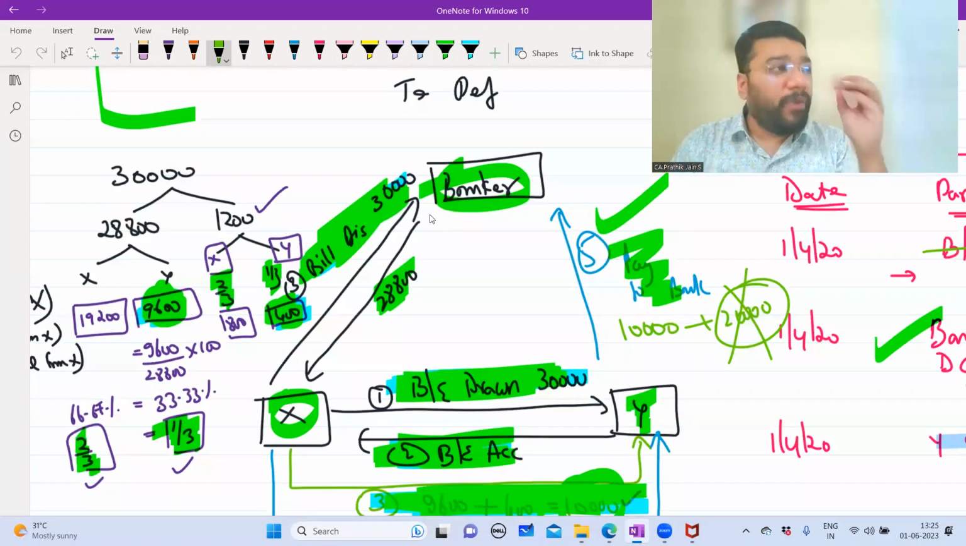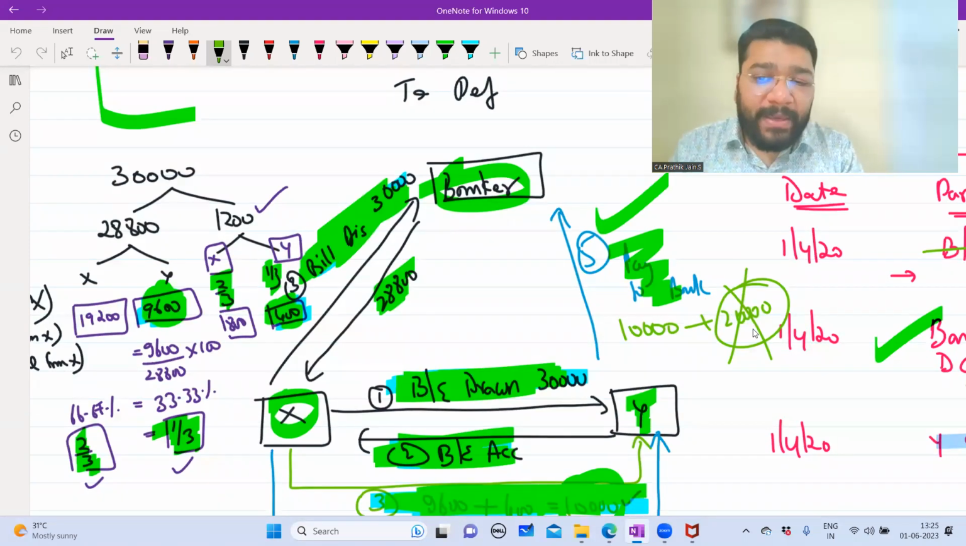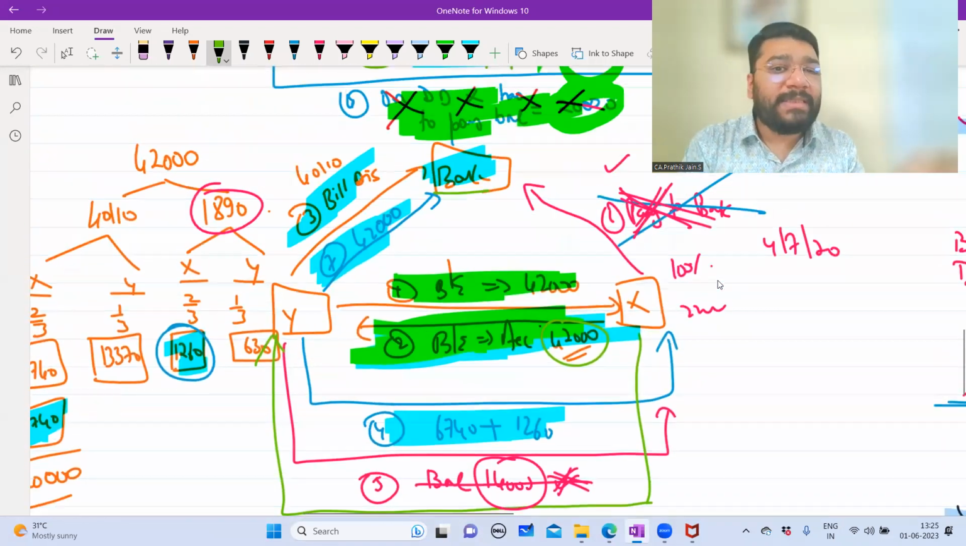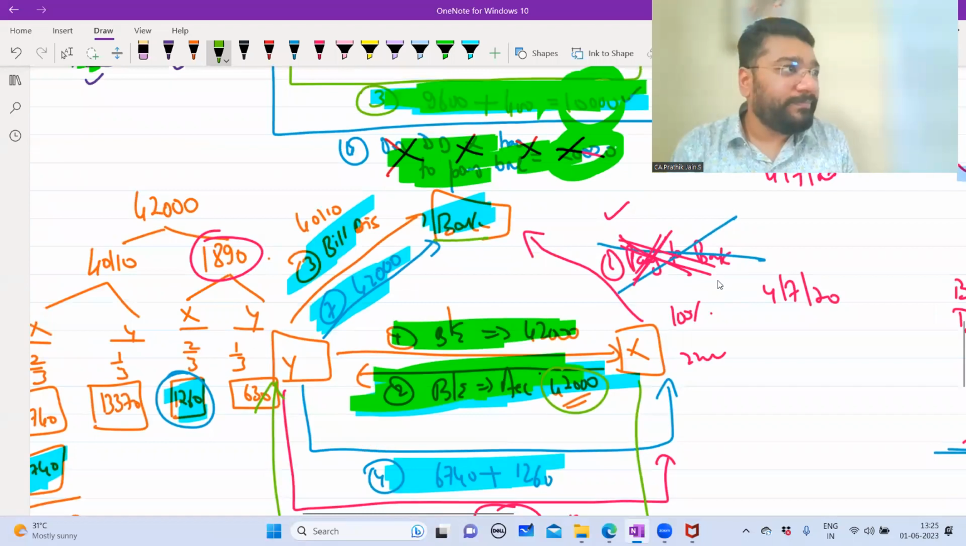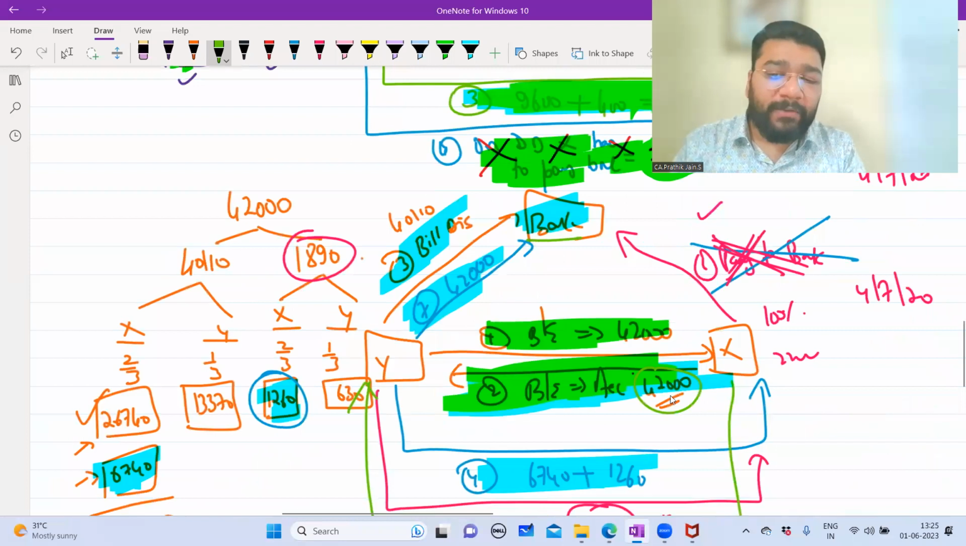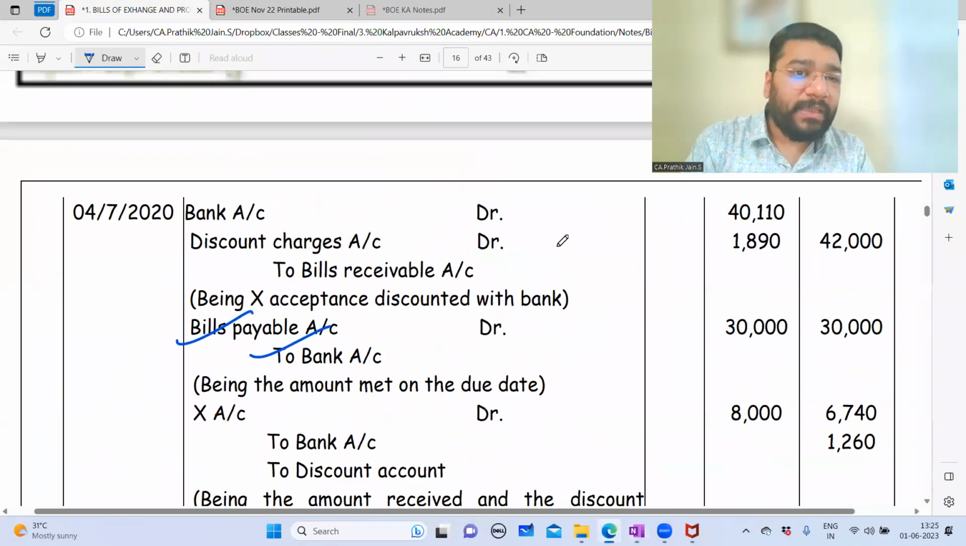So therefore, for the time being, what Y will do is, he will pay this 20,000 from his pocket. And later, when money comes from the banker on the second bill, he'll keep it in his pocket. Are you able to follow? So even if you write this entry in the textbook, what they have done is the discounting entry first.